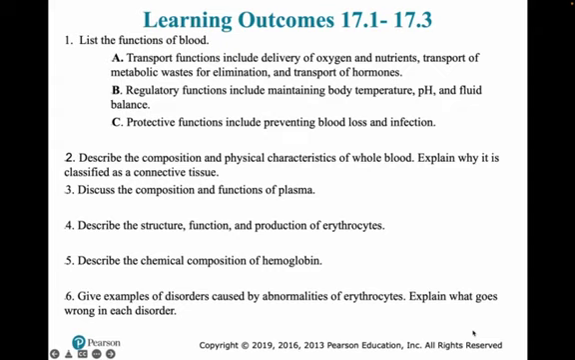Why is it a connective tissue? Then we'll talk about plasma, which is a component of blood. Then we'll talk about the cells. The first cell that we're going to talk about is erythrocytes, which is the red blood cells, which has a component called hemoglobin. So we'll talk about that, and then finally we'll talk about erythrocytes and its abnormalities, and then we'll move on to the next.